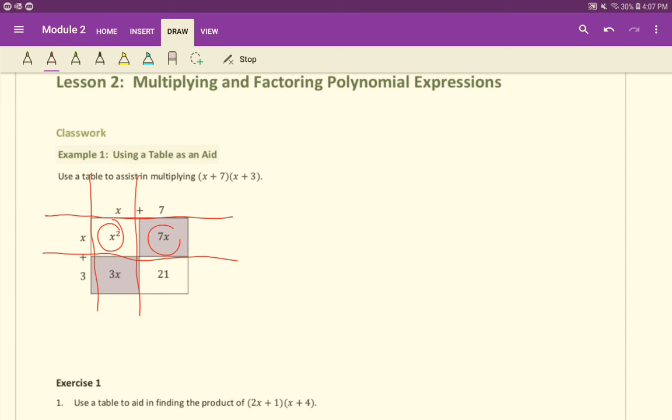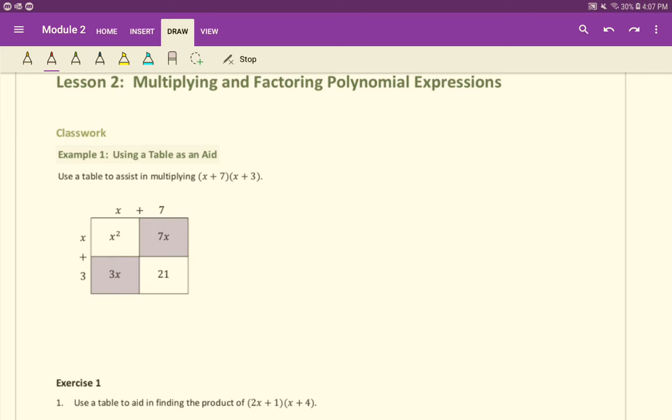And you arrive at these answers here by multiplying. For example, the x squared, you arrive at by multiplying the x's together there. And then you arrive at the 7x by multiplying that 7 and the x together there. And you arrive at the 3x by multiplying the x together with 3, so on and so forth.